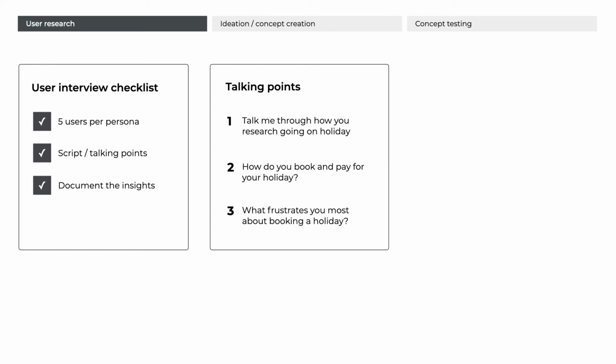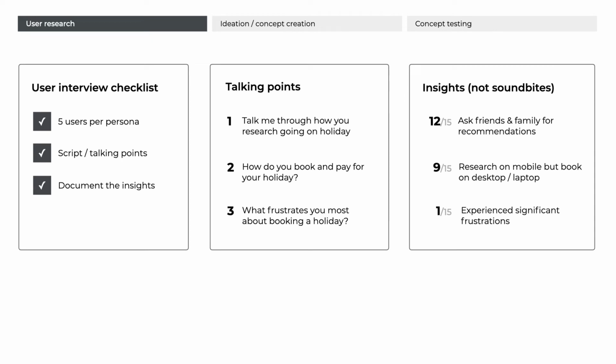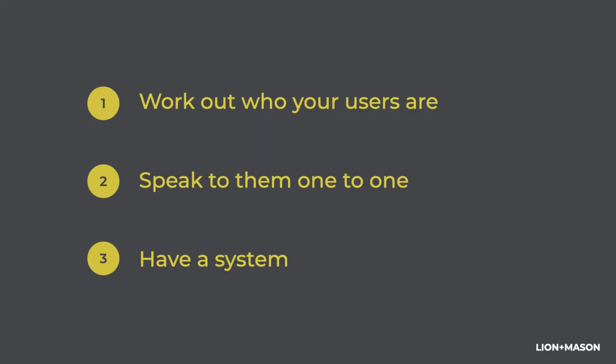Just some examples. So there's some talking points. This was around travel and holidays. And there's some insights. The key thing is the insights have been quantified. So as an example, talking point 3, what frustrates you about booking a holiday? That's effectively you fishing for a problem there. And if what comes back is actually only 1 out of 15 people experience the frustration, that's probably not a problem that's at a level where you'd actually pursue it. And you can tell that just from doing 15 users. So that's that bit. So work out who your users are, speak to them one-to-one, and then have a system to record the feedback.